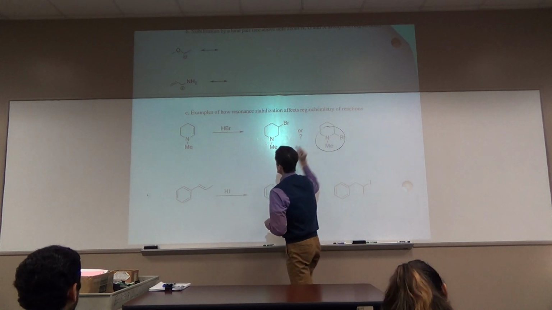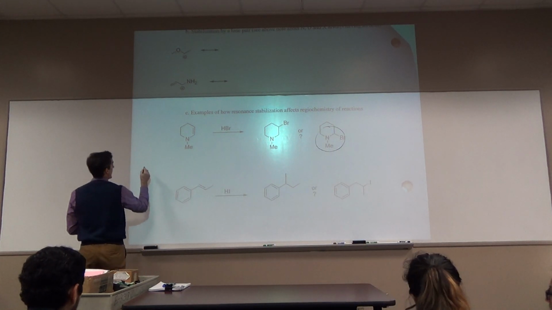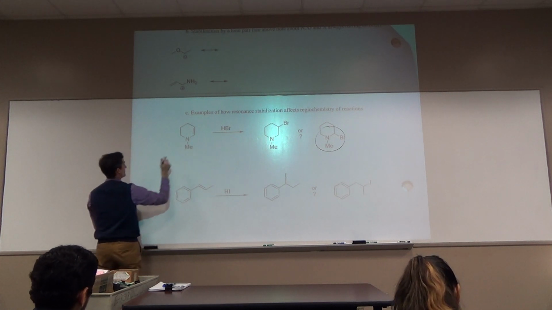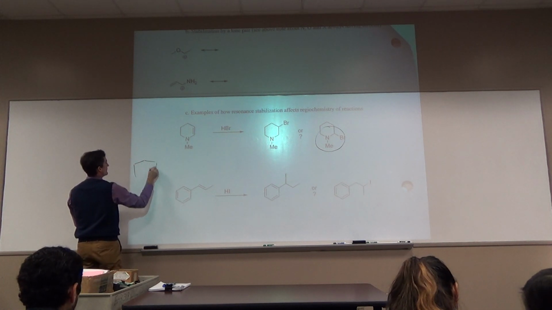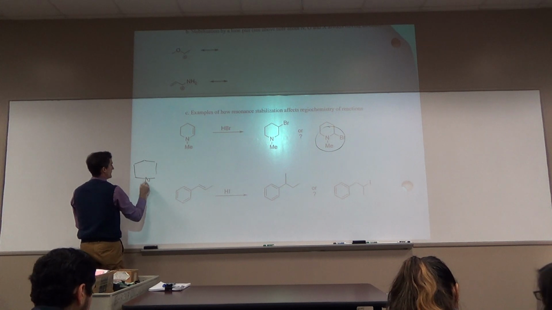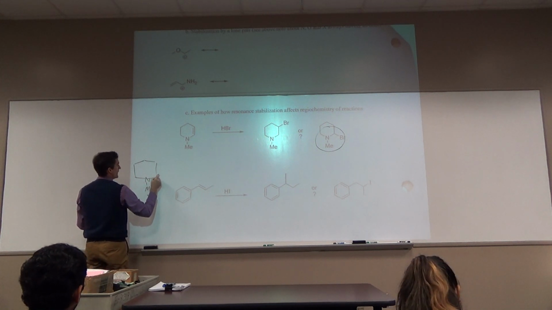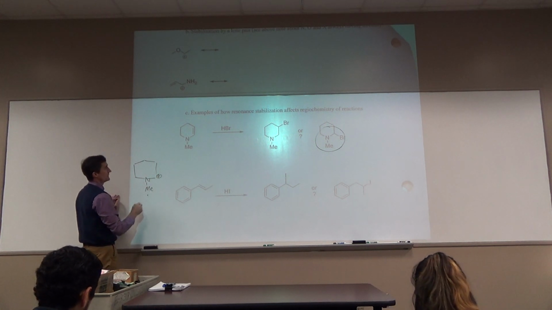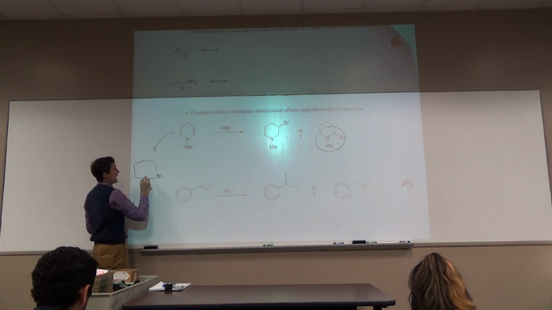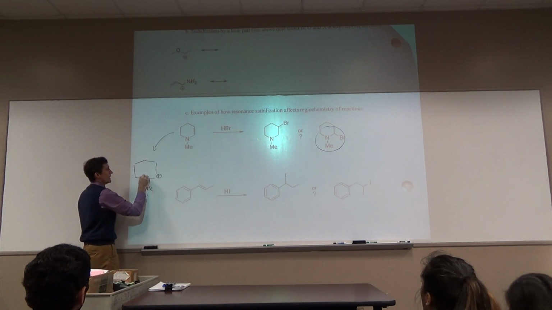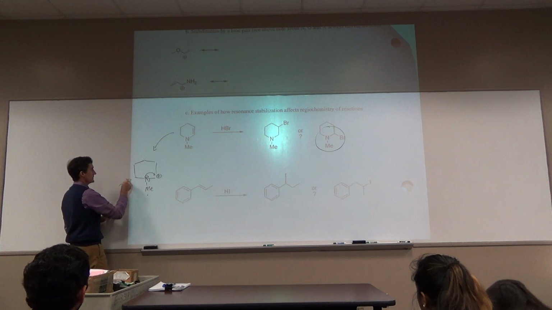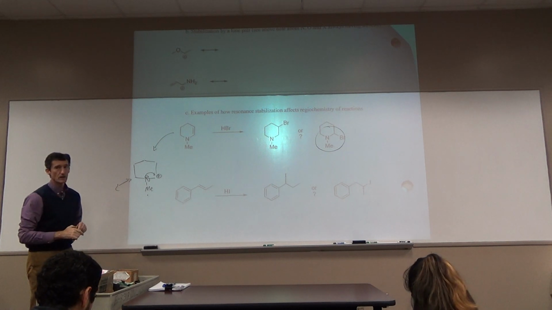Correct. We're going to get this product here. Why? Which cation? You'll make the cation on top or bottom. You're going to make the cation on the bottom. Why? Because it's resonance stabilized. You can draw a resonance structure.